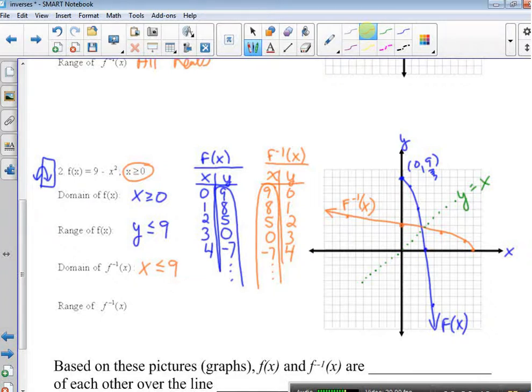And the range of my inverse, I'm looking at what my y's are doing. Well, my y's are getting larger than 0. And you can even tell, if you look up and down for the range, that the graph's getting higher and higher as it's going to the left. So y is going to be greater than or equal to 0. It's getting higher and higher, so the y's are increasing, but the x's are decreasing from 9.